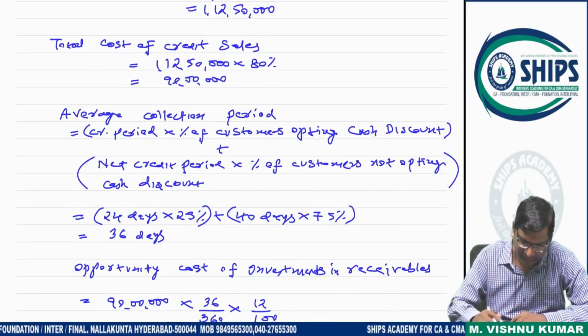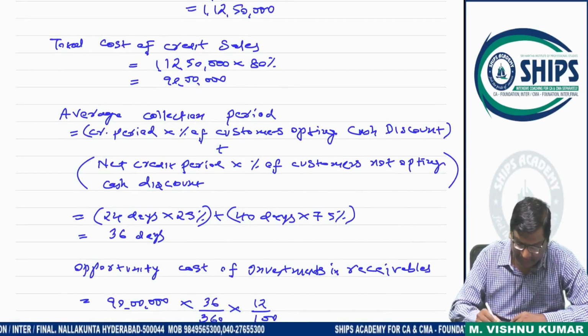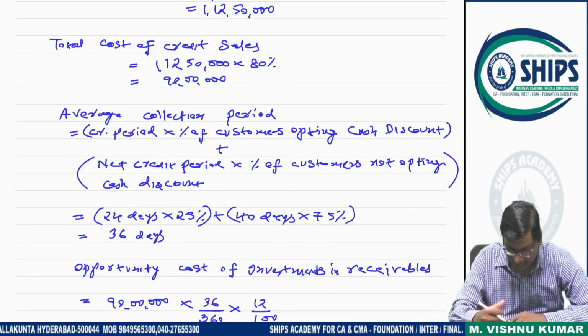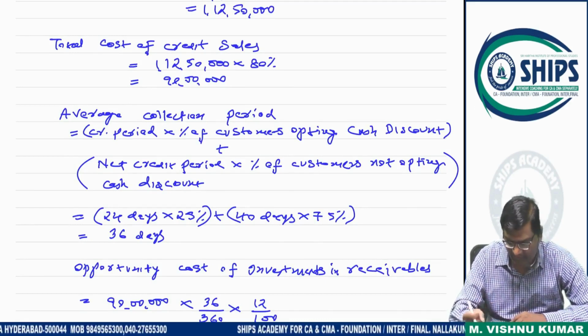After this, you have to calculate the average collection period. Here the average collection period is not directly given. This is also one of the challenges here. Average collection period is not directly given in the question.